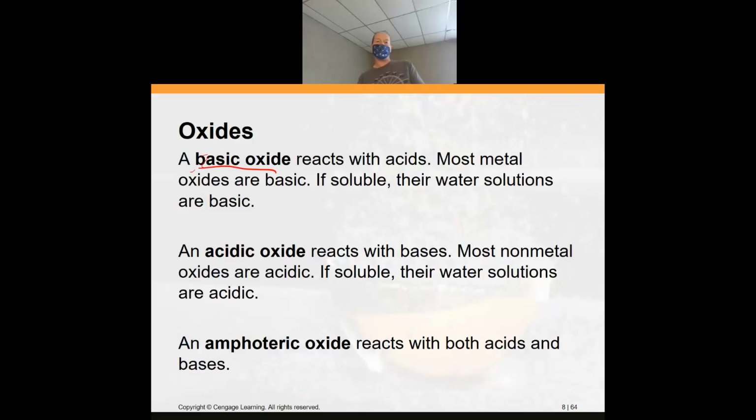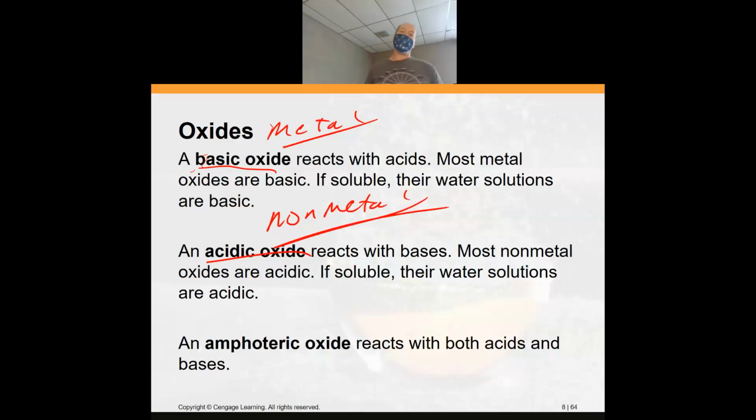Again, a base oxide, that means you're going to have a metal. Anytime there's a metal connected to oxygen, and oxides are neutral, you're going to get a base when you add water. Acidic oxides, that's when you have a non-metal oxide. So your metal oxides, when you add water, are going to be basic. You're going to get the hydroxide. Your non-metal oxides, you add water, you're going to get an acid. Starts with H.